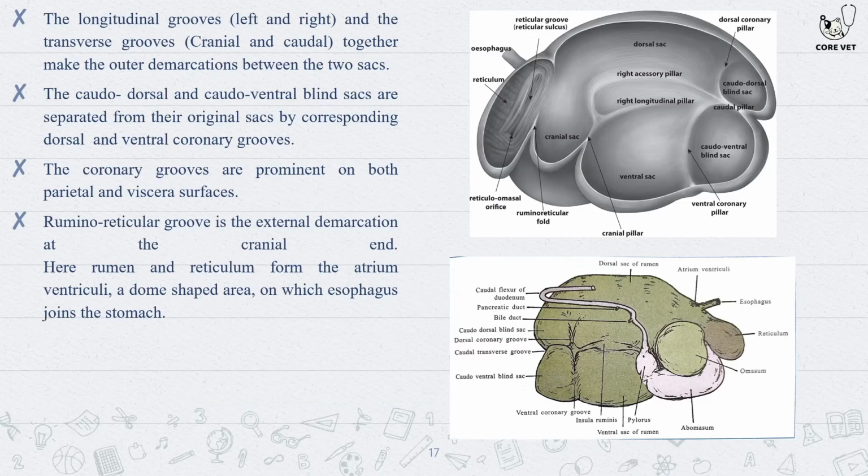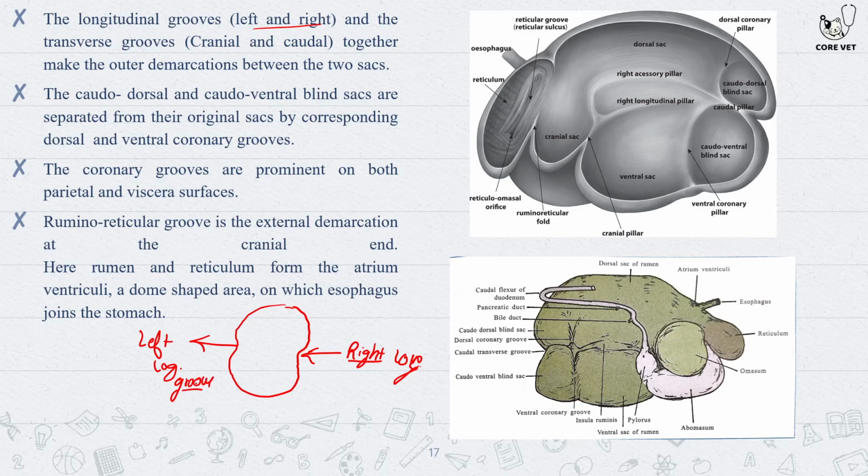Right? Now, the longitudinal groove, the left and the right. See, consider this as the rumen. So this is the right longitudinal groove and the left longitudinal groove. And if we see it from the sideways it will appear like this. And if we place it craniocaudally, meaning the positioning is towards us, you can see that there is a groove. These grooves appear slightly inside. That's why they are considered as grooves.